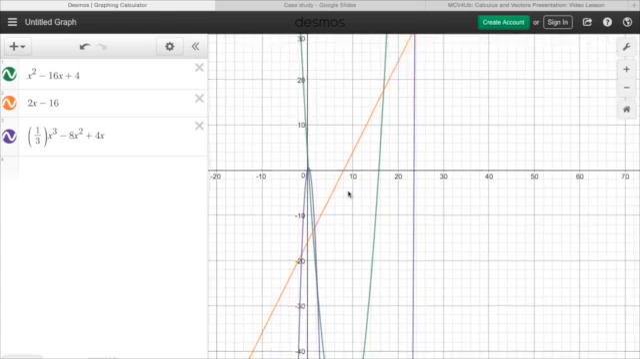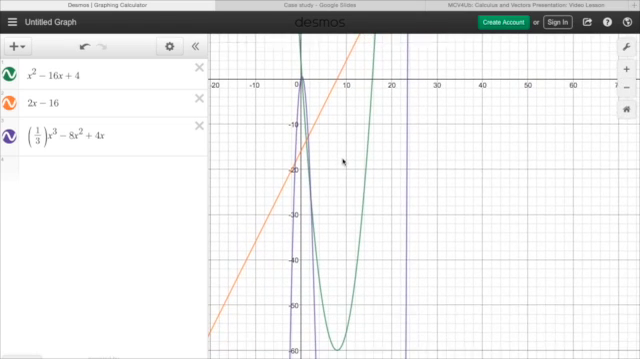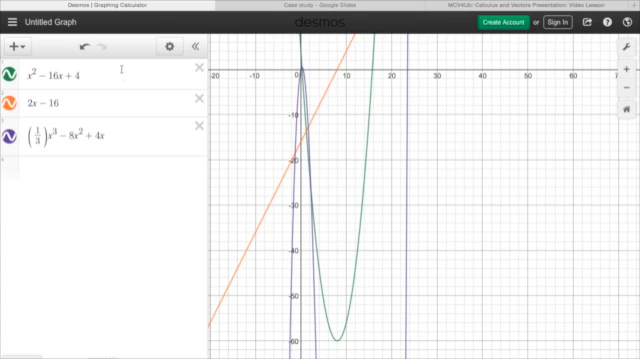So if you go down to 8 seconds on our green function, our velocity function, you will see that it is -60. So the velocity when acceleration is 0 is -60 meters per second.